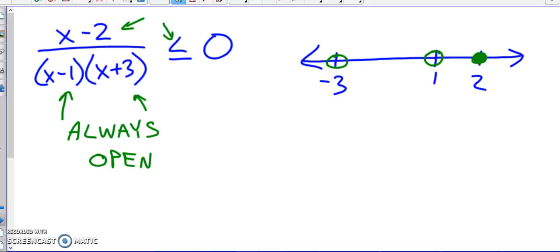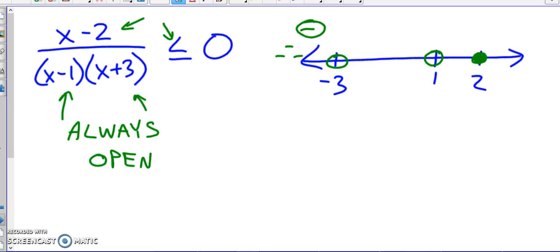And now it's just a question of plugging in. You've got 4 regions to test, so let's test them. If I pick a point from the left, say negative 4, negative 4 minus 2 is negative. Negative 4 minus 1 is negative, and negative 4 plus 3 is negative. So if you have an odd number of minuses, that makes a negative.